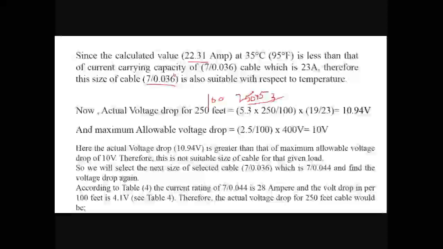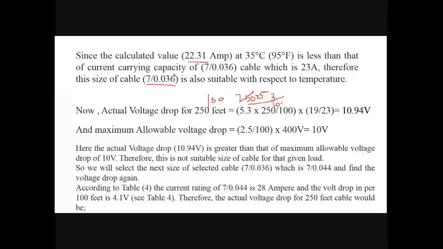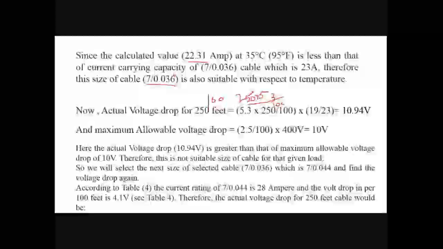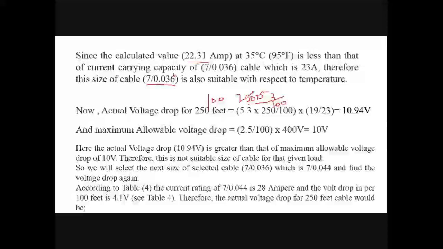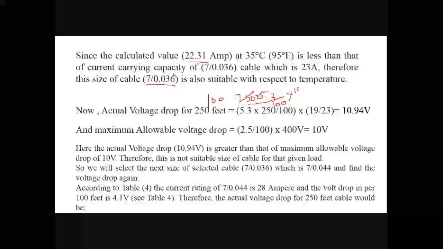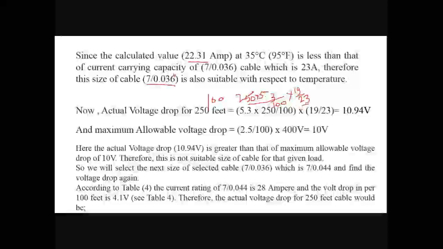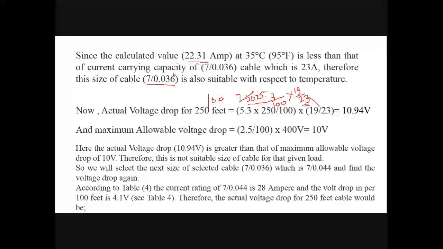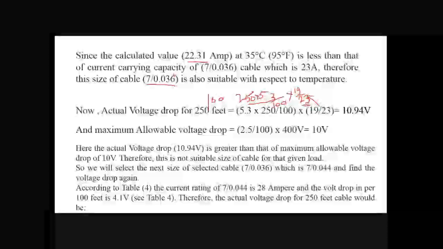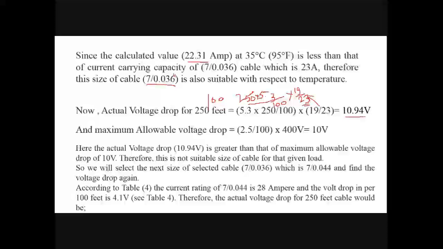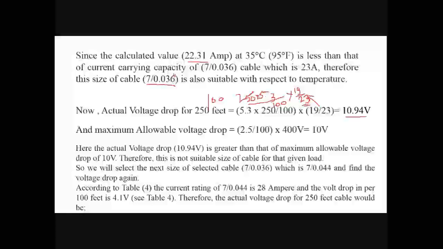So these are the calculations related to our actual voltage drop, and we must not forget to multiply with the actual current, the rated current 19, divided by the maximum current, that is 23, because to find out the voltage drop we have to use this value of current also. Yes, so that is a factor which is available on this side. Okay, and after this we will get the value 10.94 volt.